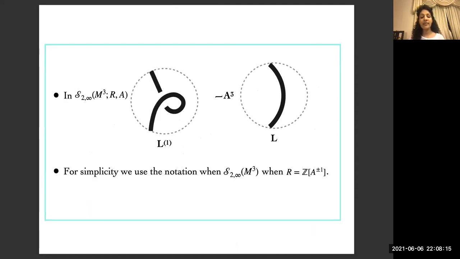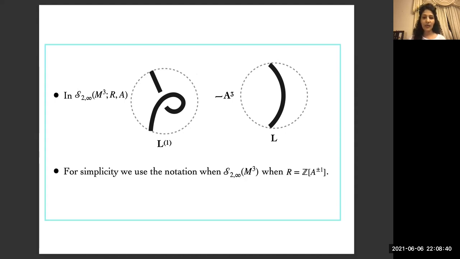And one thing to keep in mind is that we have this framing relation in the Kauffman bracket skein module, which is L_1 minus A cubed L. And L_1 is obtained from L by twisting the framing of L by one positive full twist. And just for simplicity's sake, when we work with the ring of Laurent polynomials, we'll denote the Kauffman bracket skein module by a simpler notation.